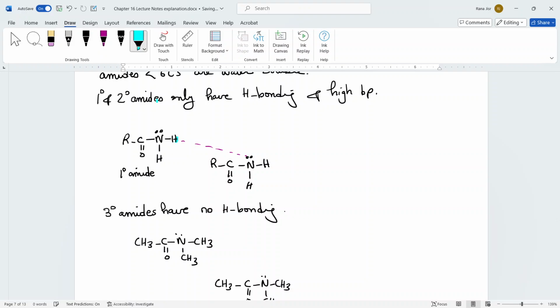Normally amides, these are hydrogen donors. They do have hydrogens in there, so they can use their hydrogen to bond with another molecule of the same kind. That is a primary amide as well. Same thing, I can use this hydrogen over here to bond with an oxygen in there. So this is another hydrogen bonding interaction there. Okay, that is for the primary amide. Secondary amide is the same thing. So primary and secondary, they have hydrogen bonding and they have high boiling point.